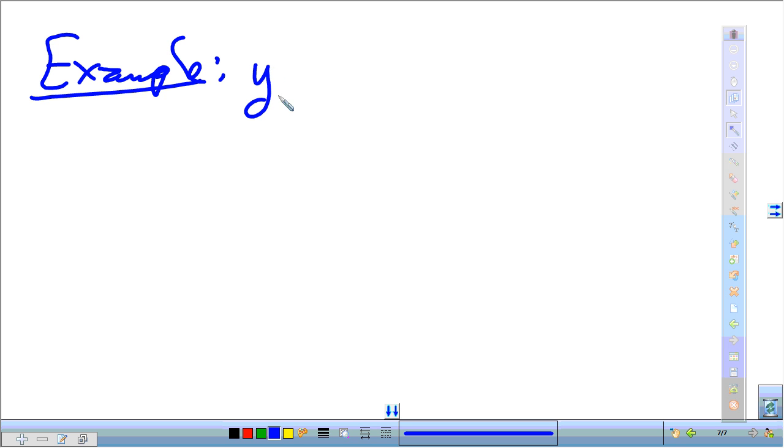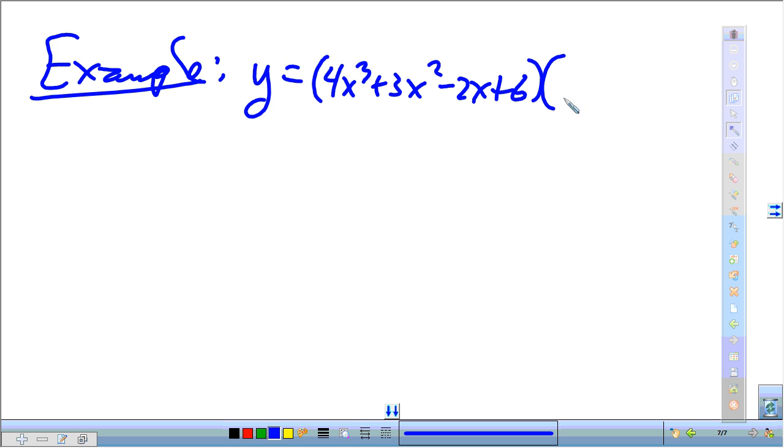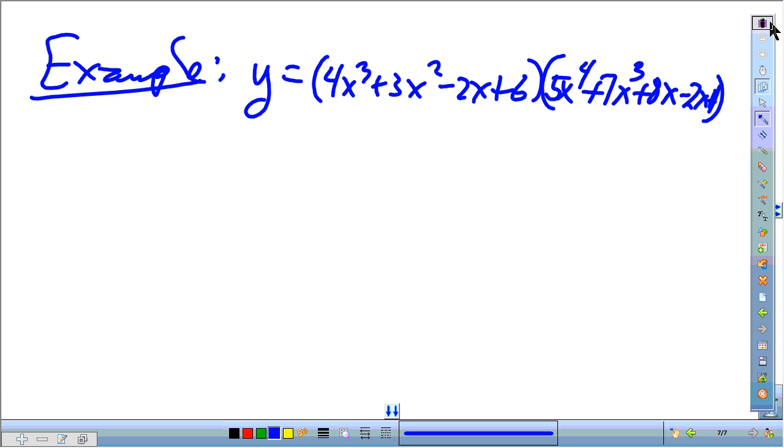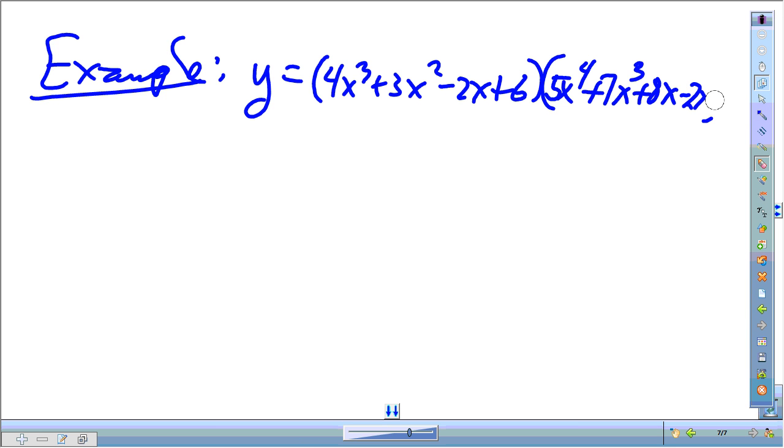Okay, venture into another example. 4x cubed plus 3x squared minus 2x plus 6 multiplied by another factor of 5x to the fourth plus 7x cubed plus 8x squared minus 2x plus 1. Let's see, fix that up a little bit.